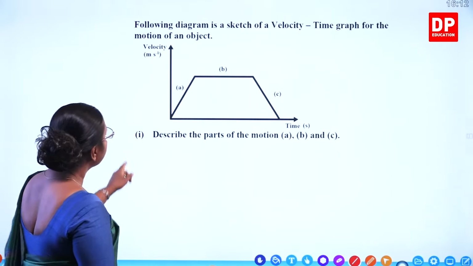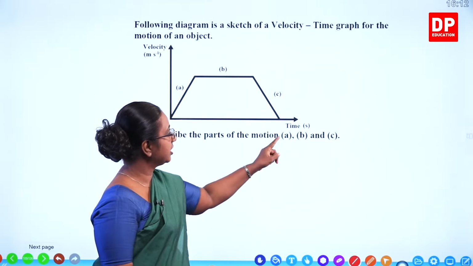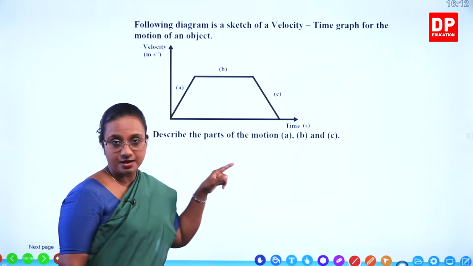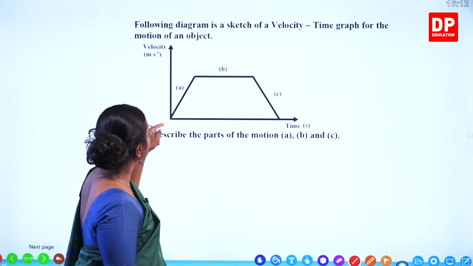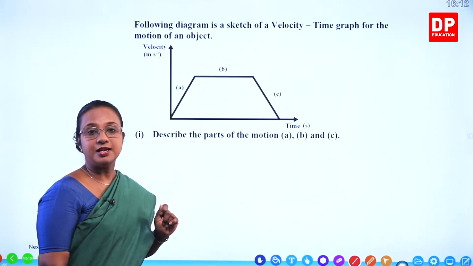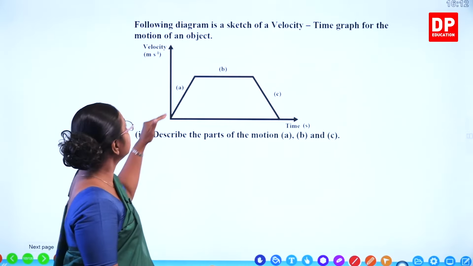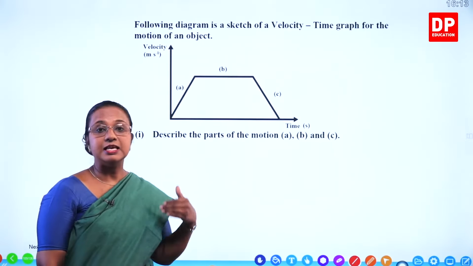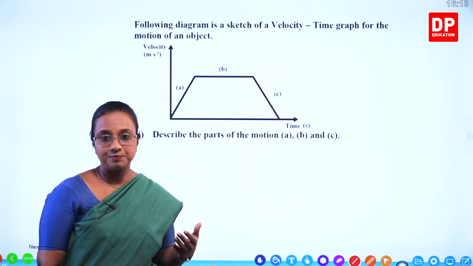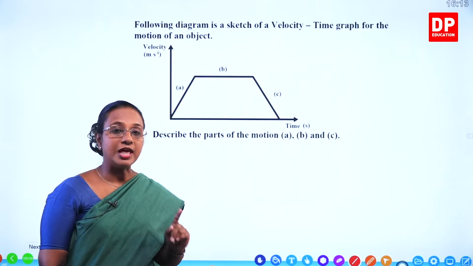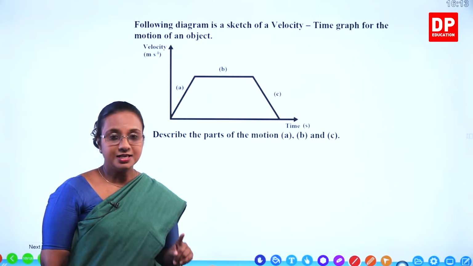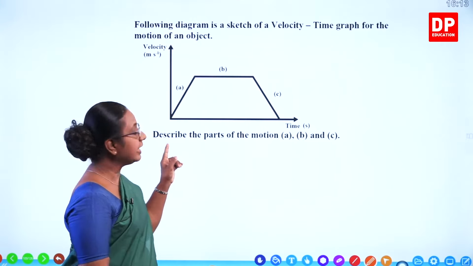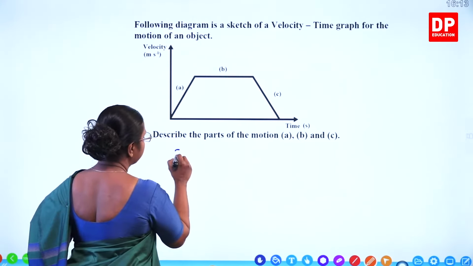The first one, describe the parts of the motion A, B and C. Since this is a velocity time graph, when you get a straight line going through the point of origin, that is the 0, 0 point, you know that the velocity is increasing uniformly with time. So what is the name given to that type of motion? Yes, it is uniform acceleration. So A is going to be uniform acceleration.